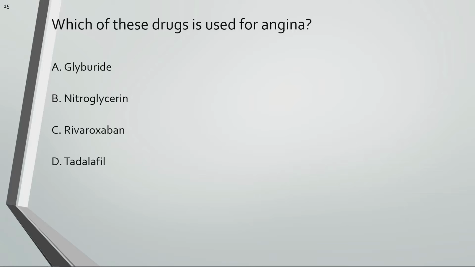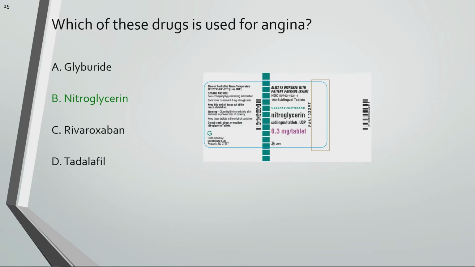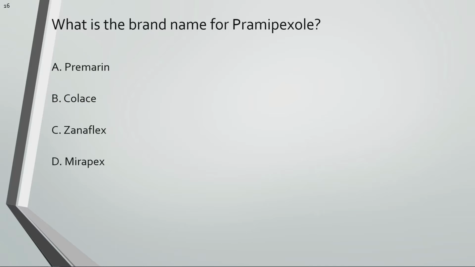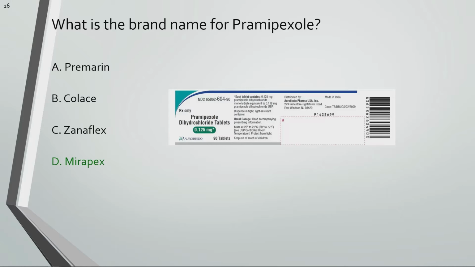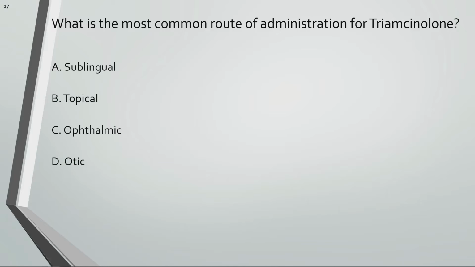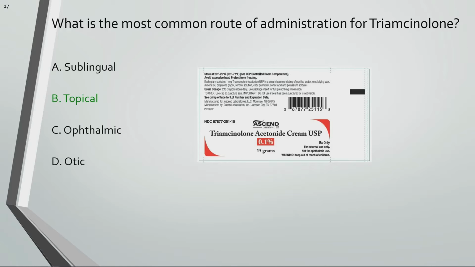Which of these drugs is used for angina? Angina is chest pain, which can be treated using nitroglycerin or Nitrostat. The ointment formulation for nitroglycerin is also used for anal fissures. What is the brand name for pramipexole? The brand name for pramipexole is Mirapex. What is the most common route of administration for triamcinolone? Triamcinolone is most commonly supplied as a topical formulation, but can also be used as a nasal spray and be given as oral tablets in animals.